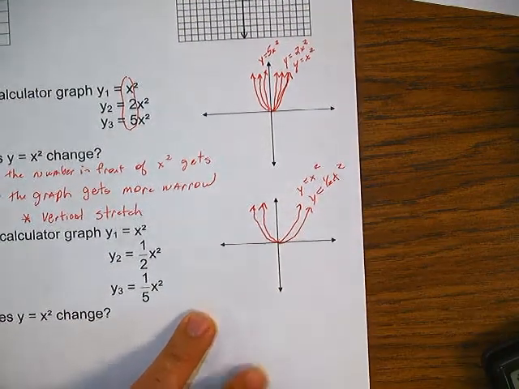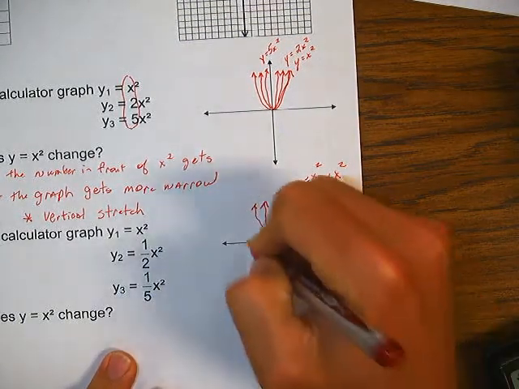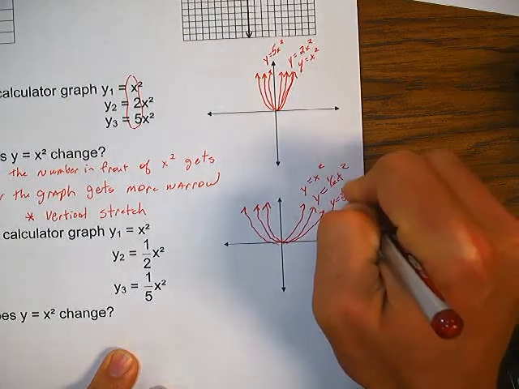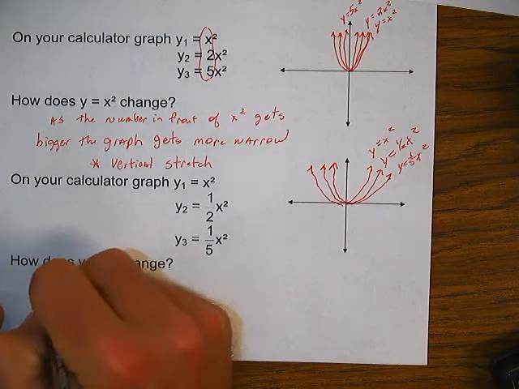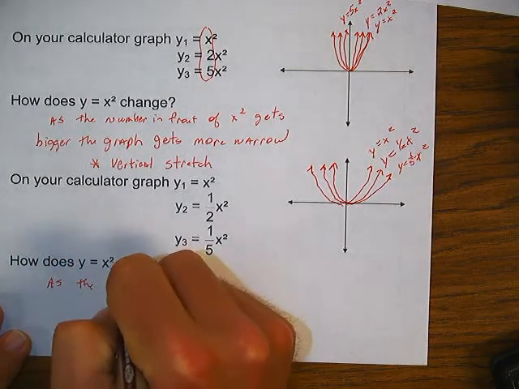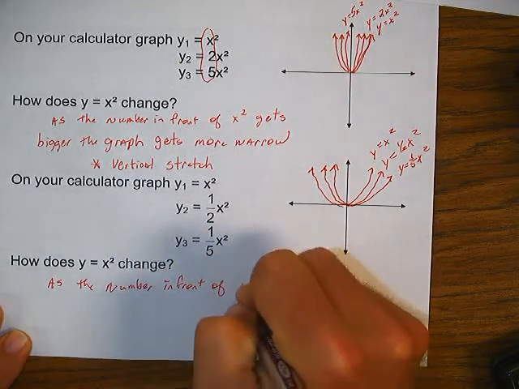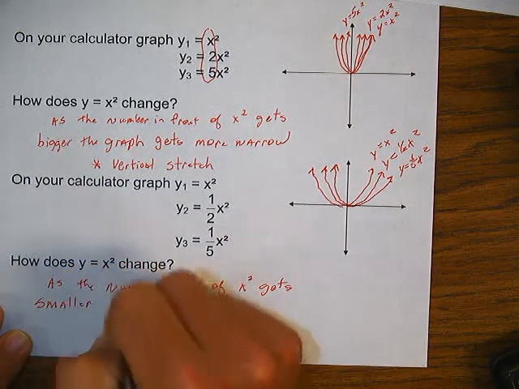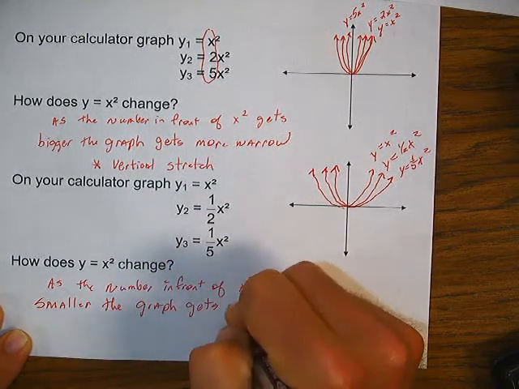Okay, now, what do we think is going to happen when we put in 1/5 x squared? It's going to get even wider. So we can just go ahead and draw it. Oh, this is going to be the worst. Okay, so down here, as the number in front of x squared gets smaller, the graph gets wider.